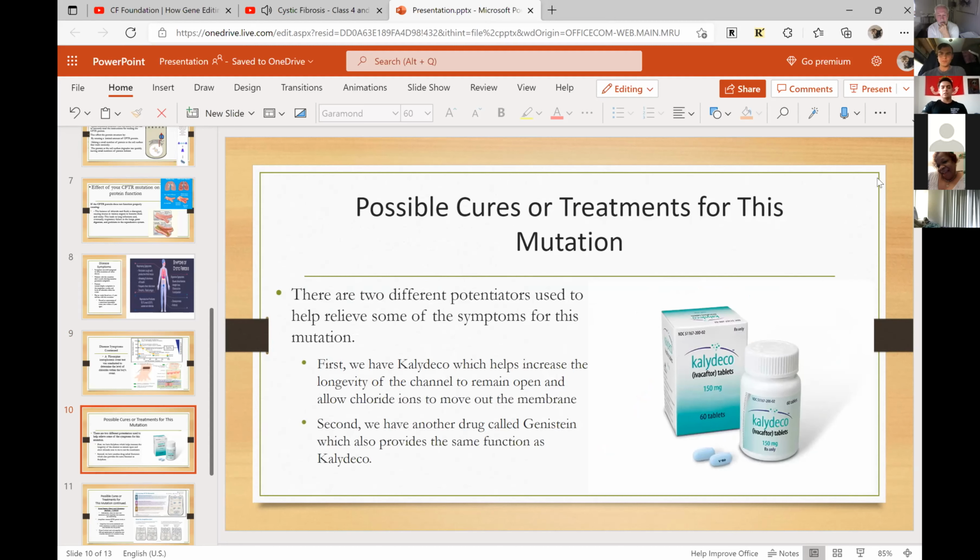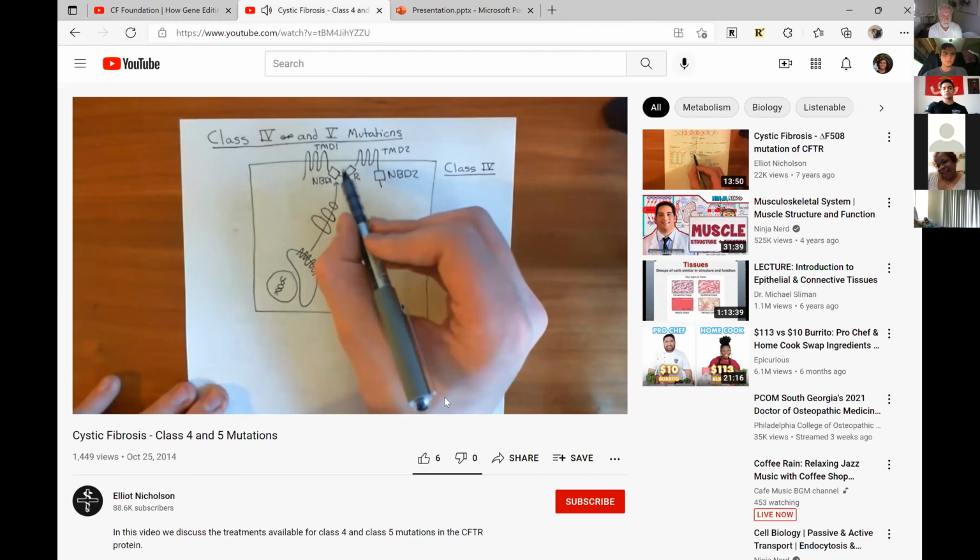So you have potentiators and amplifiers. I'm going to talk about potentiators first. We've all heard about Kalydeco, or Vx-770, which allows the channels to remain open so that chloride ions are allowed to pass out through the membrane. And there's also another one called genistein, which is pretty much the same thing as the first potentiator. And Jose's going to show you a video of how it actually works.